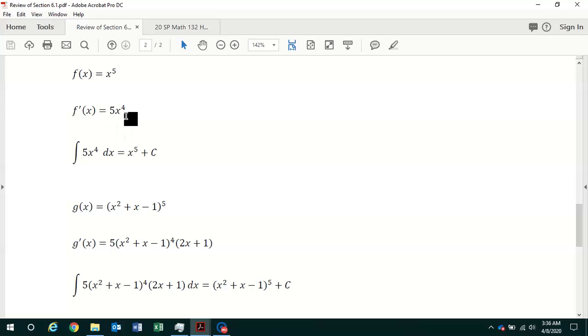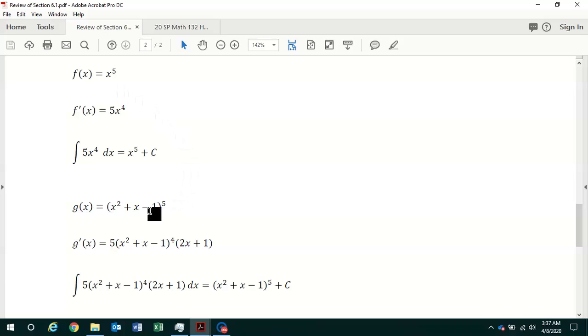But remember, anti-differentiation is going in reverse. And so if the derivative of x to the 5th is 5 times x to the 4th, then it has to be true that the antiderivative of 5 times x to the 4th is equal to x to the 5th plus the unknown constant c. Right? We need more information before we can figure out what that constant c is equal to. The derivative of x to the 5th is 5x to the 4th, and the derivative of a constant is always 0.